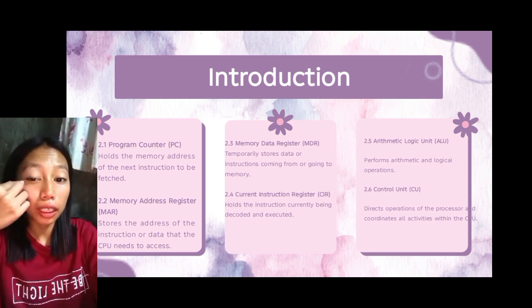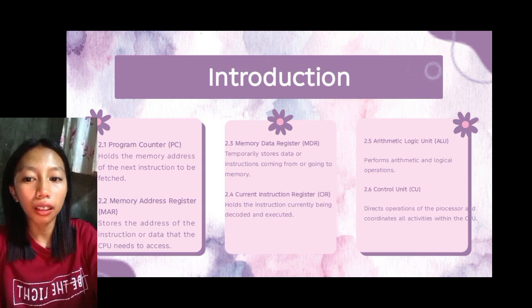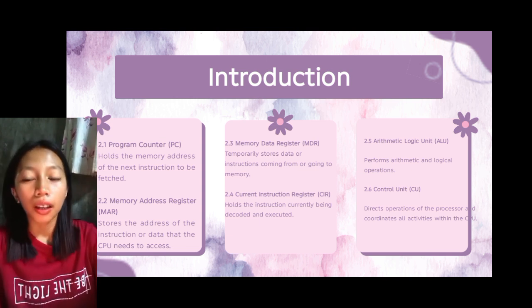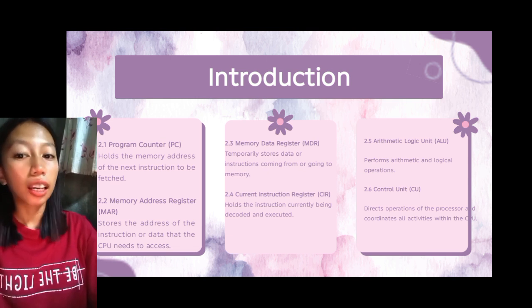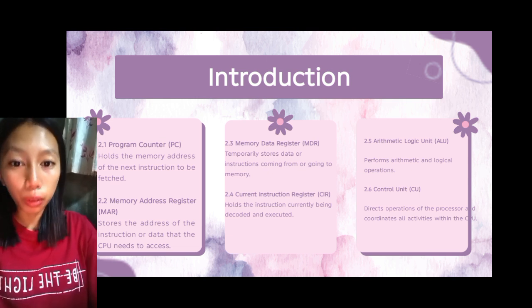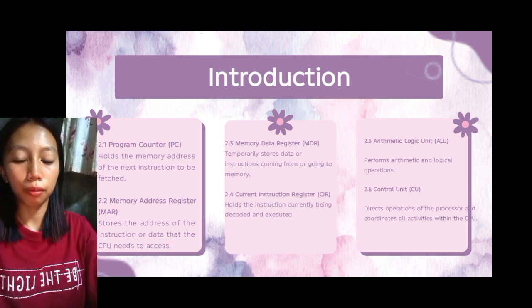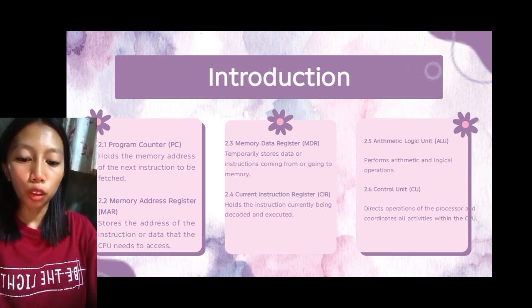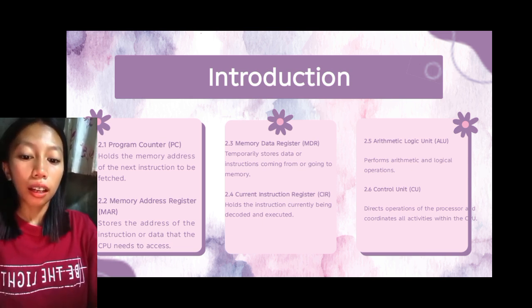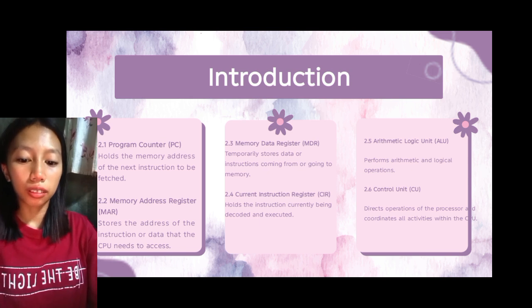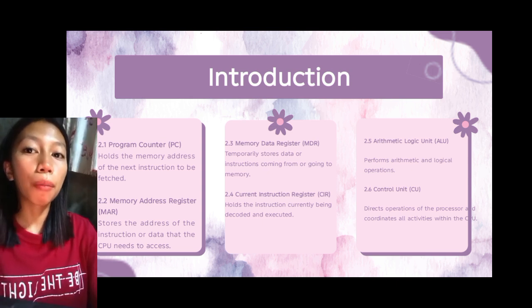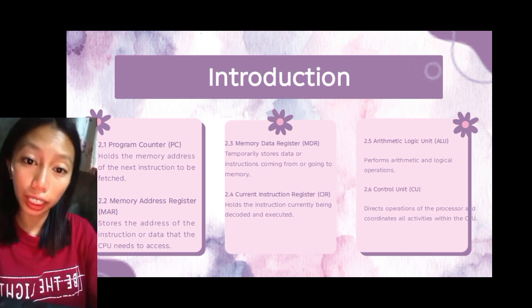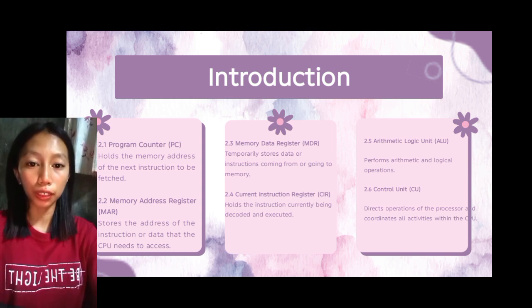This holds the address of the data or instruction the CPU wants to access. Next, number three, memory data register. It temporarily stores data or instructions coming from or going to memory. So the memory data register stores the actual data or instructions being transferred.